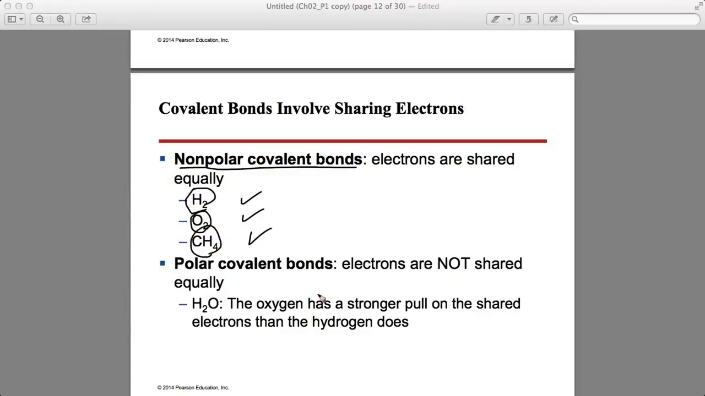There's no appreciable charge. On the other hand, in polar covalent bonds, the electrons are not shared equally. A good example of this is water, very important for life, right? Water has unequally shared electrons because the oxygen has a stronger pull on the electrons than the hydrogen. That means that the hydrogen atoms in the water molecule tend to be more positive than the oxygen, because those negatively charged electrons are closer to the oxygen.